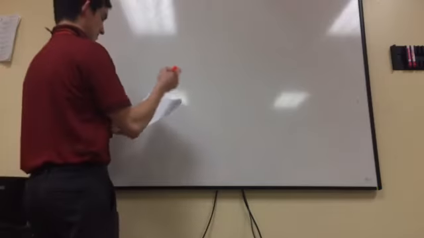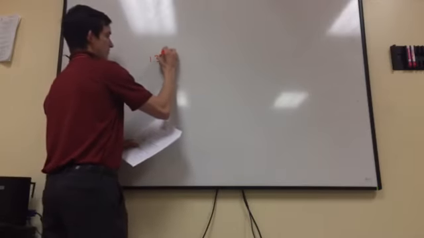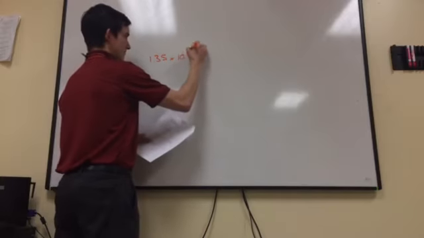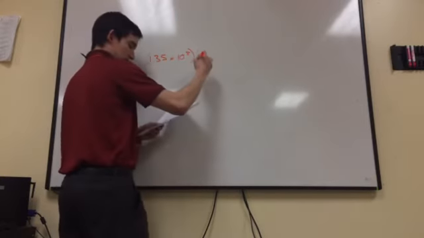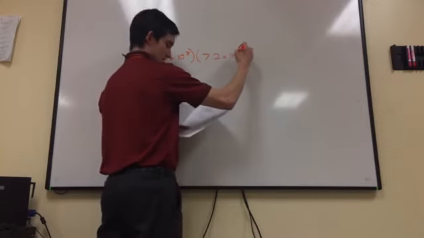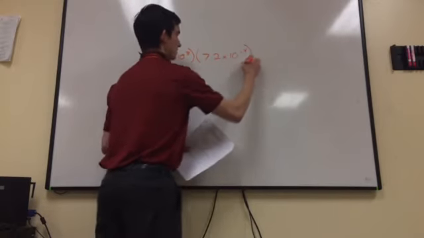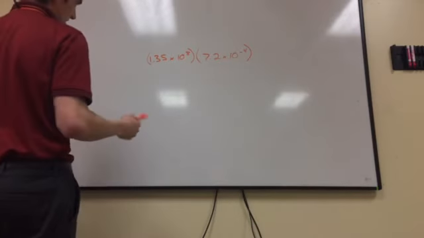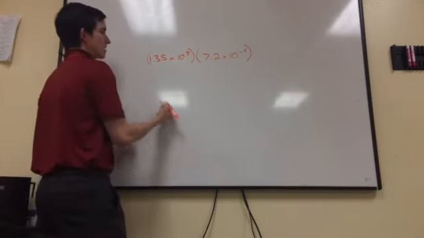I want to do one with some negative exponents. Number 16 is good. 16 is 1.35 times 10 to the 8th. Multiply that by 7.2 times 10 to the negative 4th.